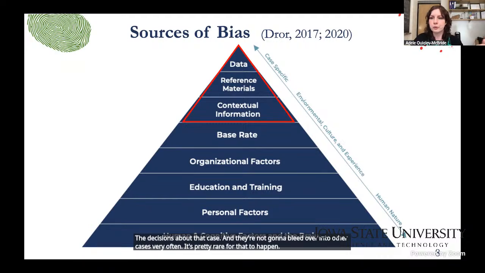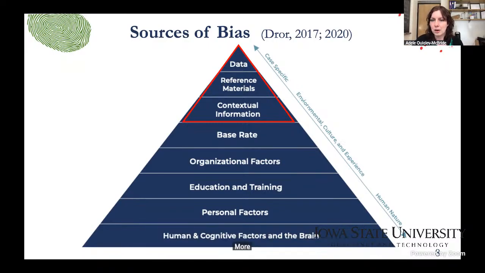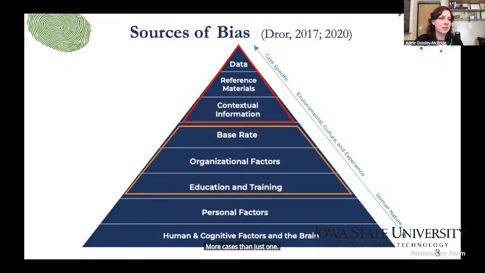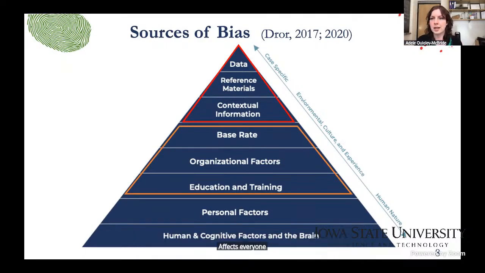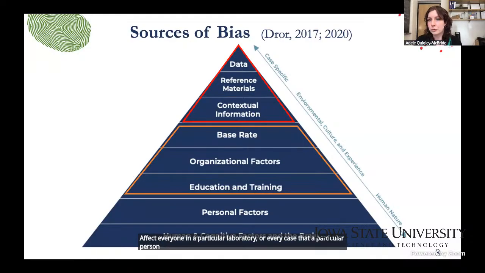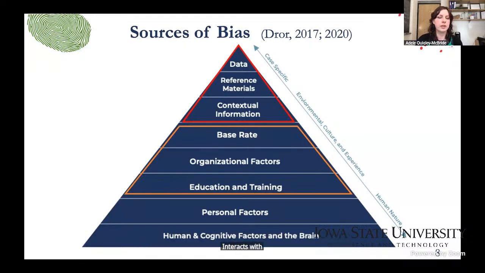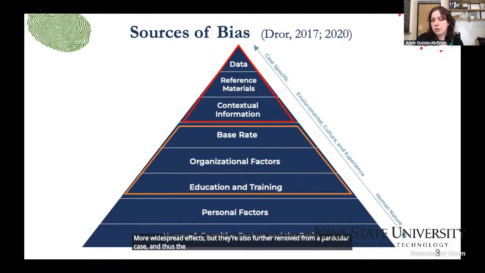However, as you move further down the triangle, you start to get into types of bias that might influence more cases than just one. So these ones here, these are the kinds of biasing effects that might affect everyone in a particular laboratory or every case that a particular person interacts with. So these are ones that are sort of more widespread effects, but they're also further removed from a particular case, and thus the effects might be smaller.